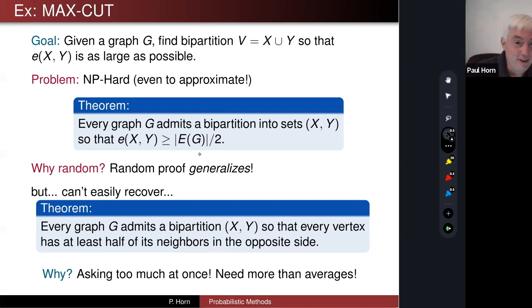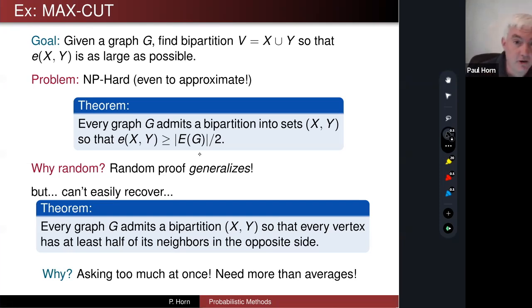If I do things randomly, on average, half of a vertex's neighbors are going to be on the other side. Some are going to be more than that, but some are going to be less. I'm not actually attaining this bipartition. And this is really showing me that there's a limit to working with averages.